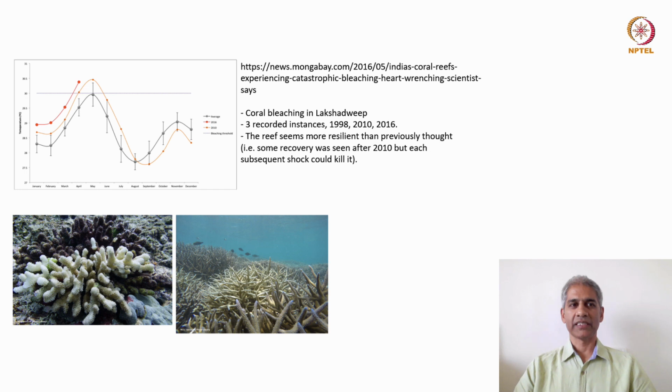And this threshold, which is at 30 degrees centigrade, was exceeded in 2010, which is the thin red line, and again in 2016, which leads to this large-scale bleaching, which was seen in the images below. Now, the reef seems to be more resilient than was previously thought, so there was some recovery seen after the 2010 bleaching event. But the resilience of the reef is obviously compromised, and its ability to now rebound back from a subsequent shock, which could be another bleaching event, is reduced. So more warming can cause more and more bleaching.